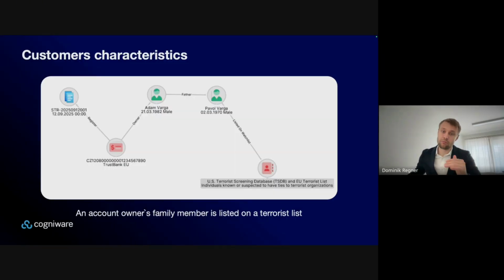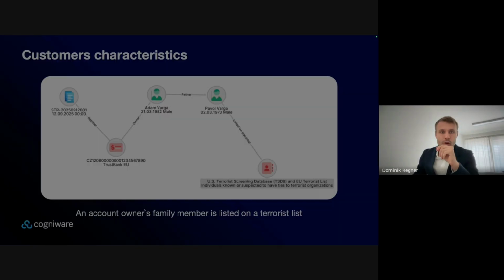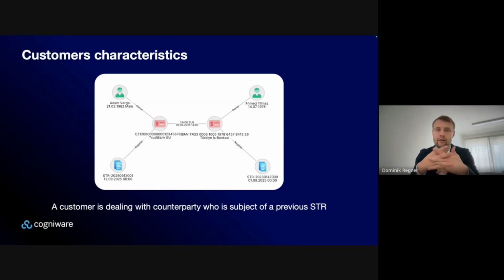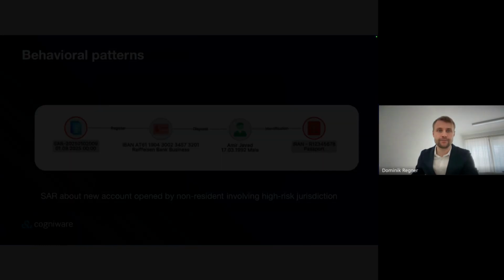Let's take a look at, for example, the family relatives. This is another case, where the account owner's family member is listed. Even if the customer is not directly on the list, their close connection is reported as a risk person. Or, for example, it can be raised when a customer deals with a counterparty who was the subject of a previous STR or SAR. These links are important because even indirect relationships can be used to move or hide funds.